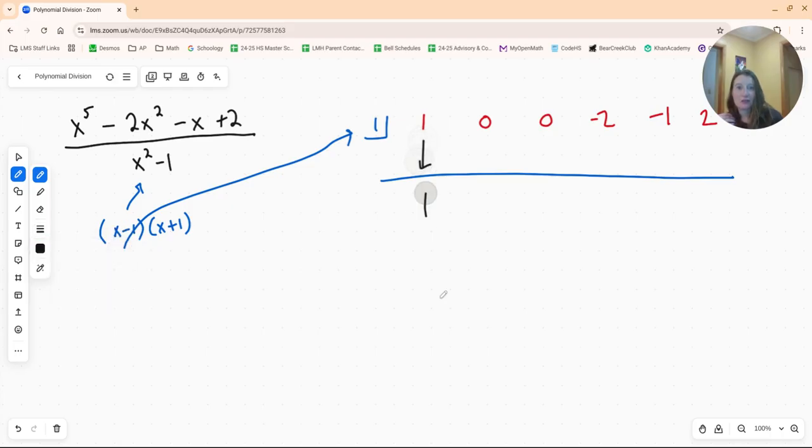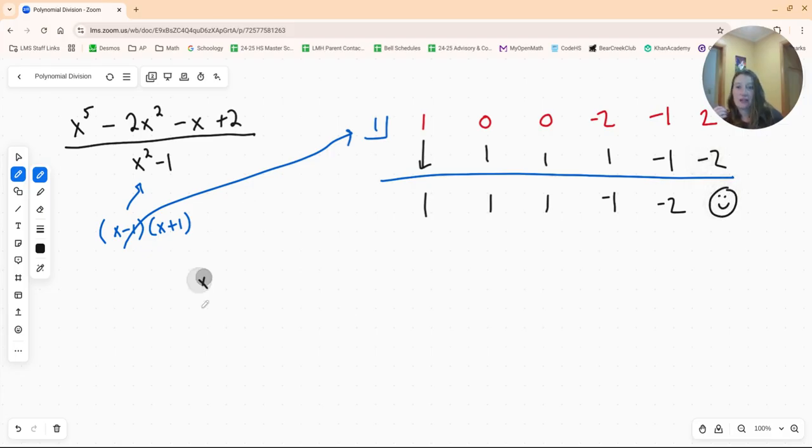This number just comes straight down. And because the number I have up here in the box is 1, because my root is 1, this is going to go real fast. 1 times 1 is 1, 0 plus 1 is 1. 1 times 1 is 1, 0 plus 1 is 1. 1 times 1 is 1, negative 2 plus 1 is negative 1. 1 times negative 1 is negative 1. Negative 1 plus negative 1 is negative 2. And 1 times negative 2 is negative 2, smiley face.